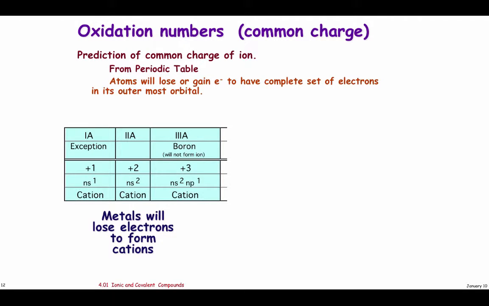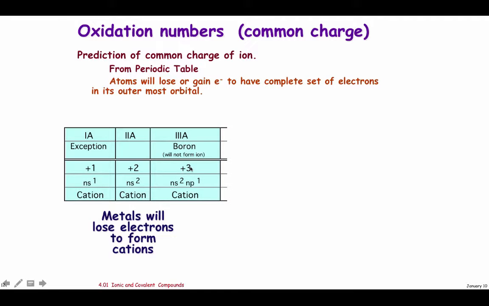1A elements, that's hydrogen, lithium, sodium, tend to give up 1 electron. They form cations. The 2A family, that's the alkaline earth metals, tend to have 2 electrons in their valence shell. They tend to form a +2 cation. Elements that are in 3A, like boron and aluminum, give up 3 electrons, and so they form +3 cations.